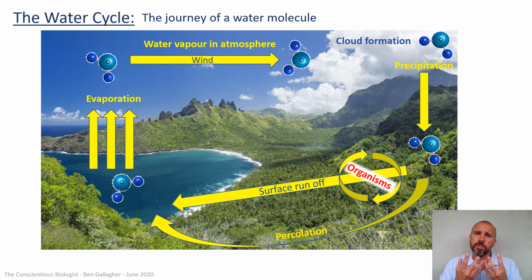animals that are drinking the water, but a lot of that will then just be urinated out and excreted back straight out onto the surface where it could just carry on its movement. So you've got water moving in between organisms as they interact with each other. But there's two other key things with organisms.